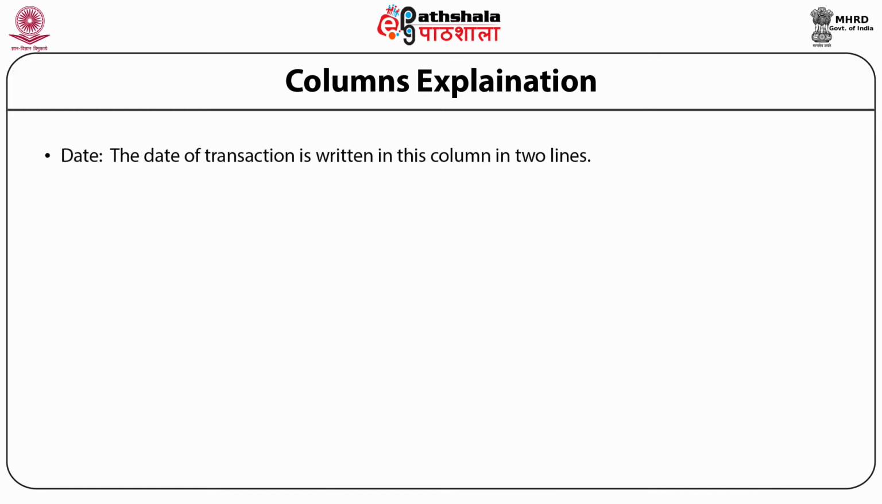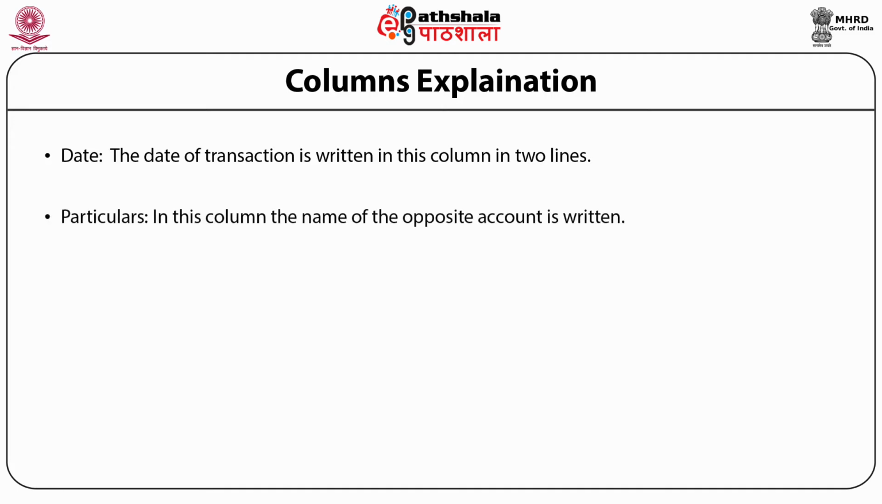First column, date. The date on which the transaction occurred is to be written in this column. In the first line, the year, and in the second line, the name of the month followed by the actual date. Second, particulars. In this column, the name of the opposite account is written, the second aspect of the cash transaction, along with the narration of the transaction.